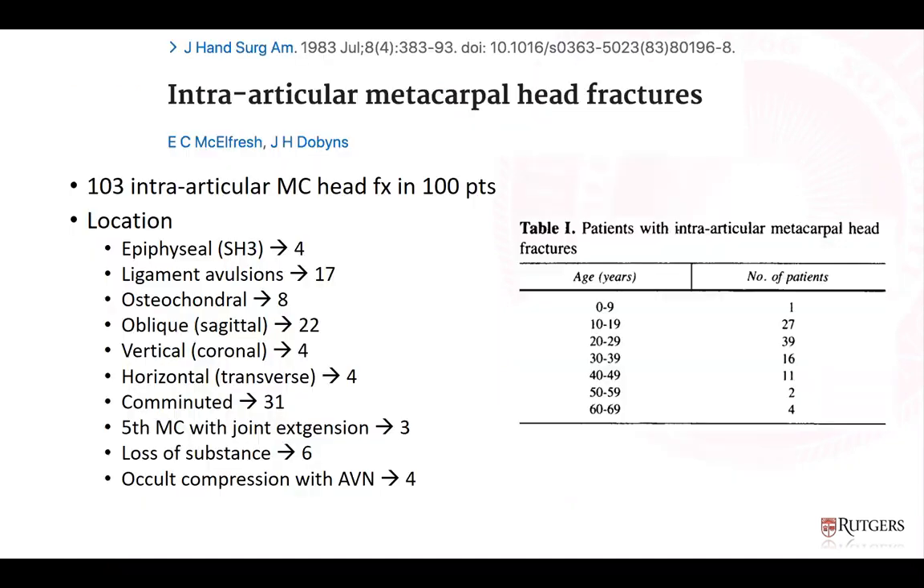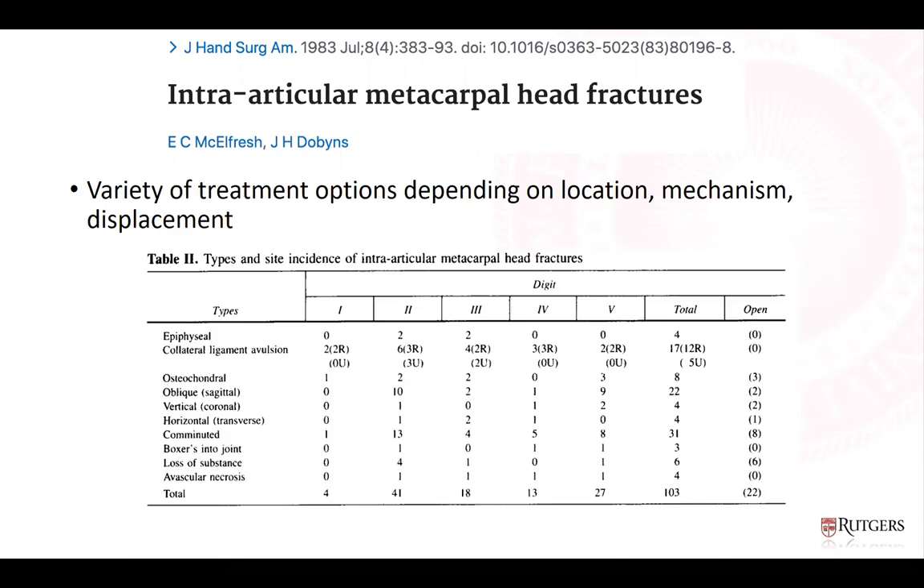This is one of the bigger studies I could find about intra-articular metacarpal head fractures, by McElfresh and Dobbins. They reported 103 intra-articular metacarpal head fractures in 100 patients. They characterized the fractures by type and found a wide variety, with the most common being comminuted, ligament avulsions, and oblique fractures. Most of these fractures occurred in the 10 to 29 age range. Roughly 20% of the injuries were open, and they were treated with a wide variety of techniques, which we'll briefly go over now.